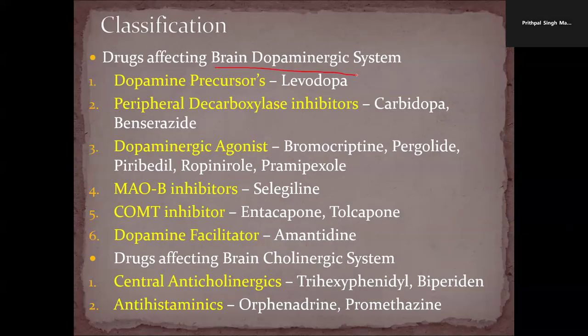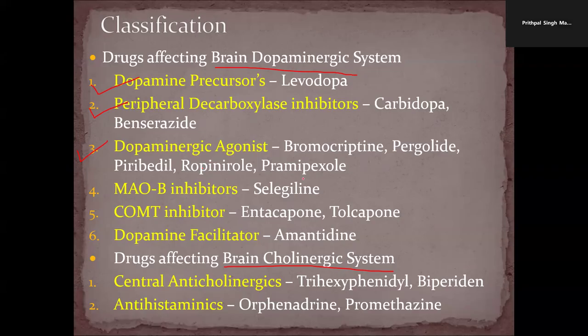antiparkinsonian. One is drugs acting on the dopaminergic system, and the second is drugs that act on the cholinergic system. Drugs acting on the dopaminergic system, obviously the first and foremost is levodopa, which is followed by peripheral decarboxylase inhibitors, such as carbidopa. Then we have dopaminergic agonists. These are further subdivided into ergot and non-ergot derivatives.